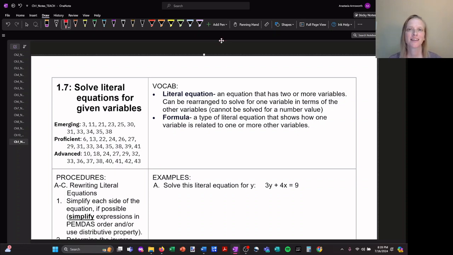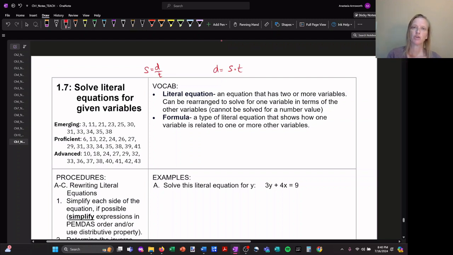Hi, folks. In the last section of chapter 1, we're going to learn how to solve literal equations. And we've used literal equations throughout this chapter, like for instance, when we've said speed equals distance divided by time. And then I've given you other versions of that equation where distance is speed times time.